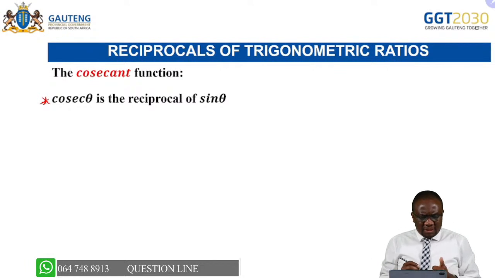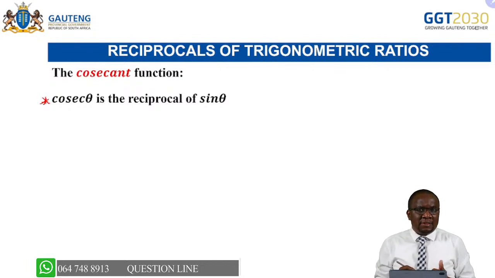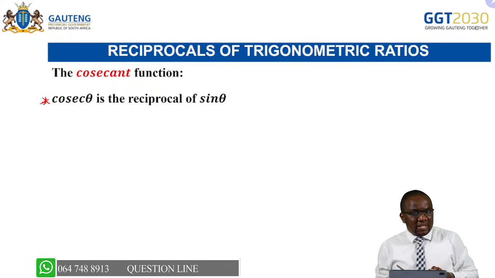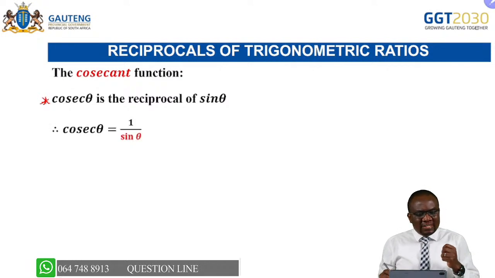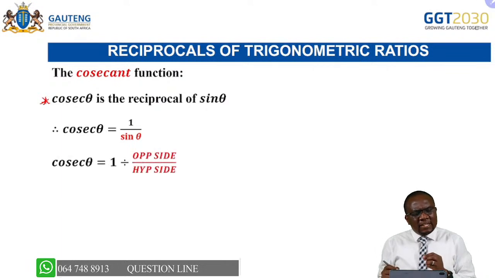Now, cosec theta is the reciprocal of sine theta. So to get the reciprocal of sine theta, we have to divide 1 by sine theta. And sine theta, we know, is opposite side over hypotenuse side. So we are saying 1 divided by opposite side over hypotenuse side. Do you see that? And then what do we do?